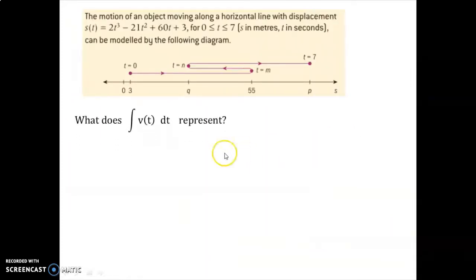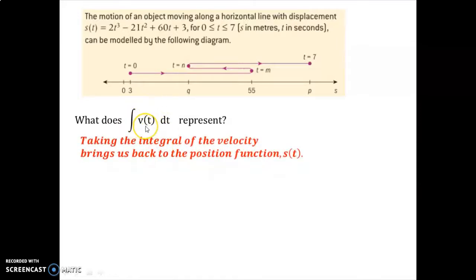Next thing we're going to look at is this question. All right, so we have our position function, and we found the velocity function as well. So now my question to you is, what does the integral of the velocity function represent? Well, the answer to that is kind of simple. We know when we take an integral of something, we jump back. To go from s of t to v of t, we took the derivative, so now going backwards, taking the integral of the velocity brings us back to the position function, s of t. In other words, the integral of v of t is s of t. All right, so s of t to v of t is the derivative, but v of t to s of t is the integral. That's important to know. Easy idea, but also really important.